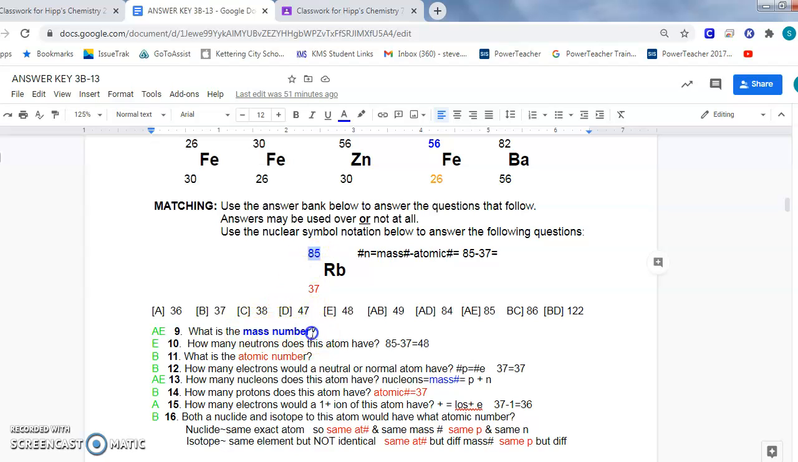First question, what is the mass number? It would be 85. That's what the number is. 85 is letter AE.